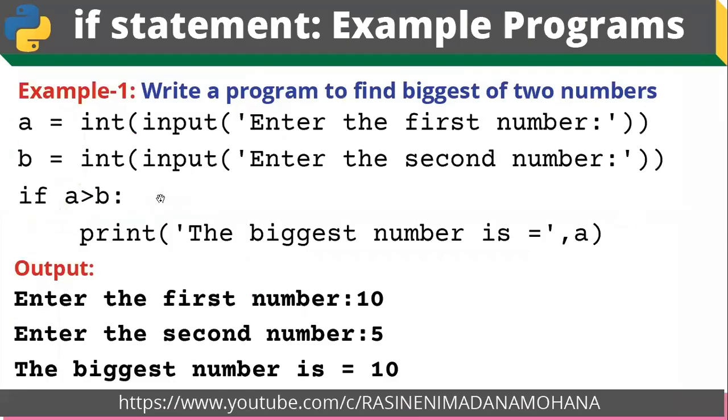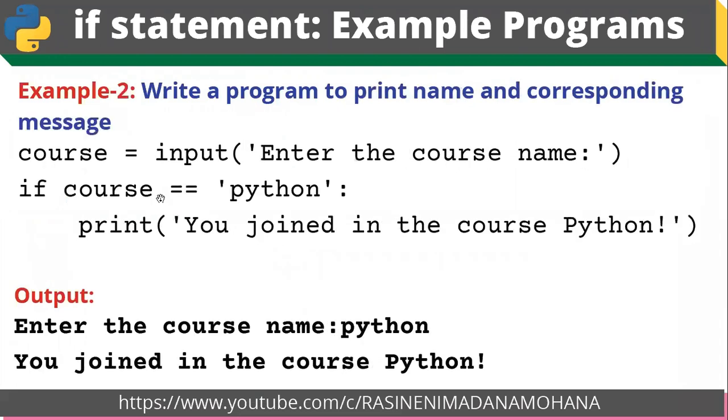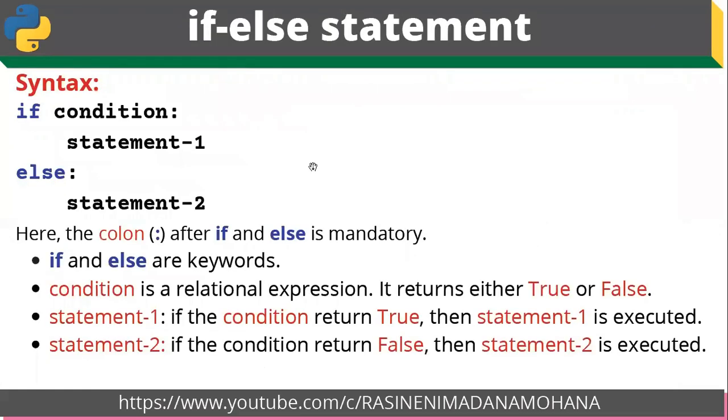Now let us come to the next one. So this is a program for what we explained just now: enter the course name, then print you joined in the course name, and so on. Then coming to the second if statement, which is called the if-else statement. Here the else part is also there. In the previous if statement, only the true part is there. If the condition is false, then what will be the output? In the else part, whatever data is given will be displayed here. That is the if-else statement.